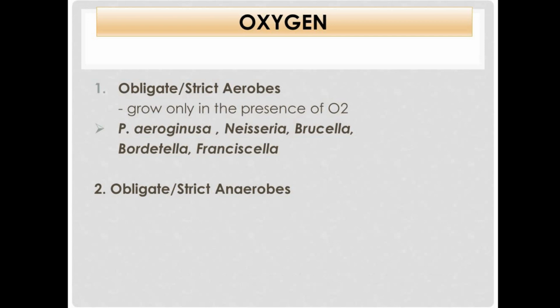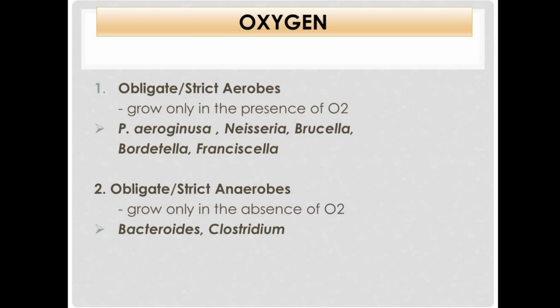Next is the obligate or strict anaerobes. They grow only in the absence of oxygen. They will not be alive, or they will not be living, when there is a presence of oxygen. By the word itself, strict anaerobes, meaning absence of oxygen. So they are obligate or strict anaerobes. They grow only in the absence of oxygen. Examples of these are Bacteroides and Clostridium. Okay.